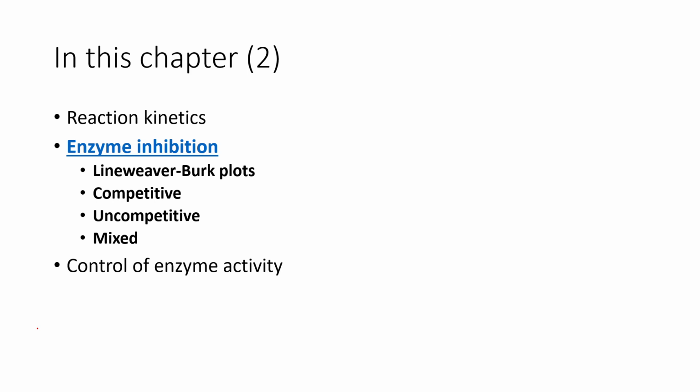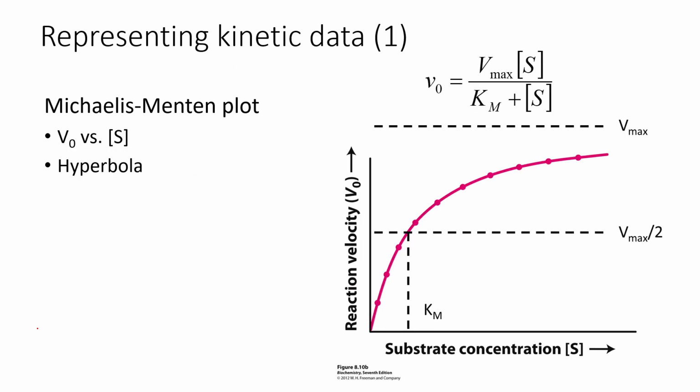And so as we talk about enzyme inhibition in this video, first we're going to look at Lineweaver-Burk plots, another way of representing a reaction kinetic, as well as three types of inhibition: competitive, uncompetitive, and mixed. And then in the next video, the last video, we will talk more about the control of enzyme activity. But let's get started here by looking more at how we represent kinetic data.